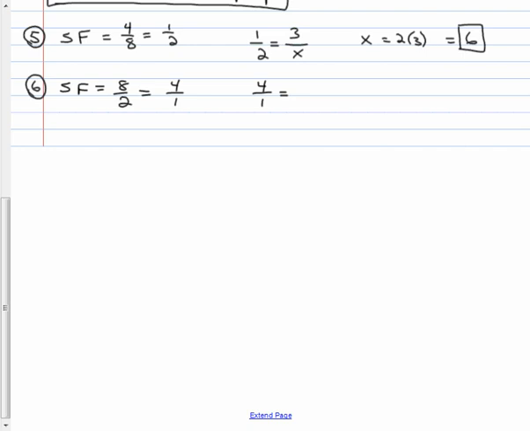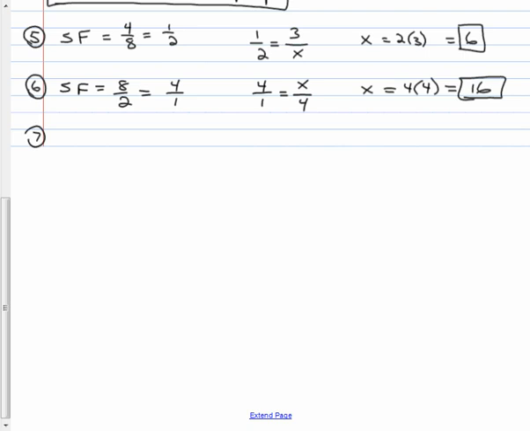So x is on the left. It would have to match up with the 4 on the right. x to 4 going left to right. 1 times x is x. 4 must equal 4 times 4. 4 times 4 is 16. There's the value that x must be in the second one.